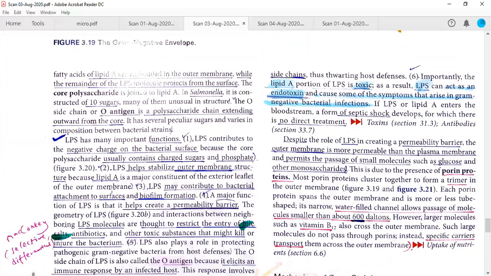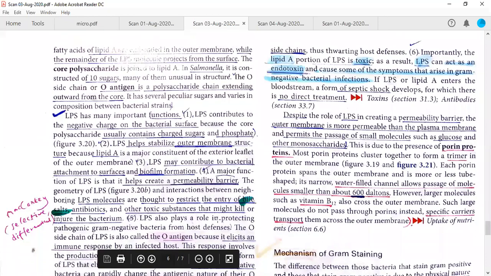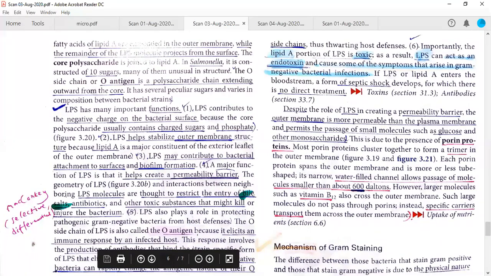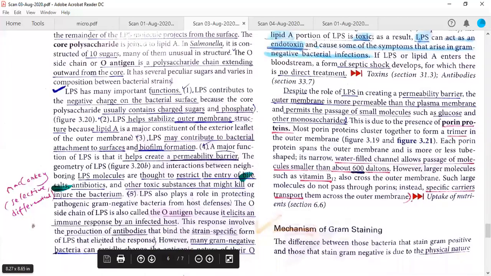A major function of the LPS is also to help create a permeability barrier. It will not allow antibiotics, bile salts, and other toxic substances that might kill or injure the bacteria to pass through the outer membrane. And this O antigen is responsible for eliciting immune responses by an infected host.